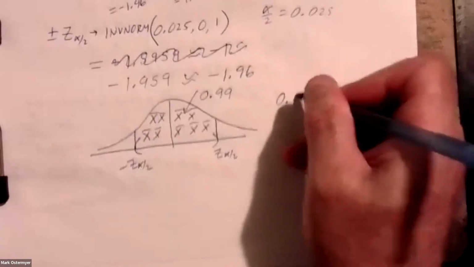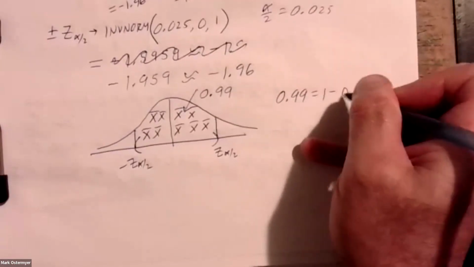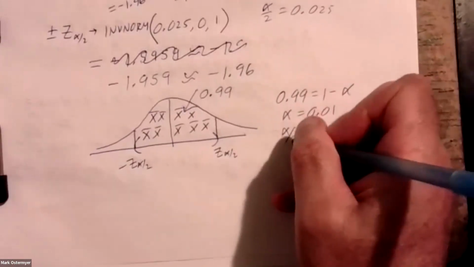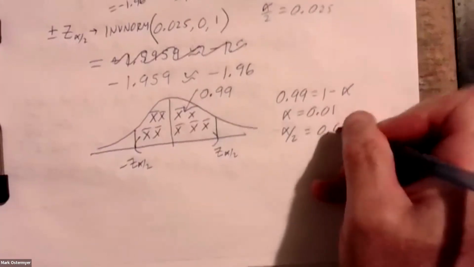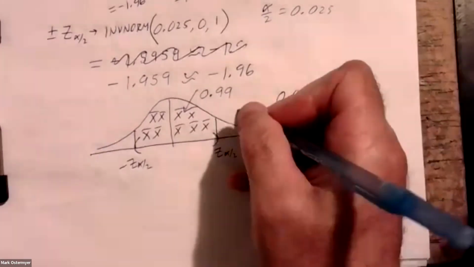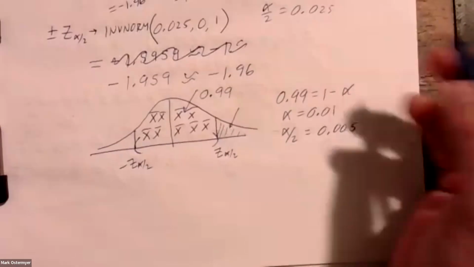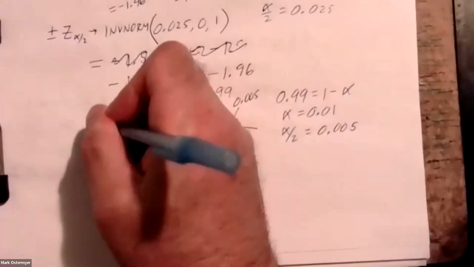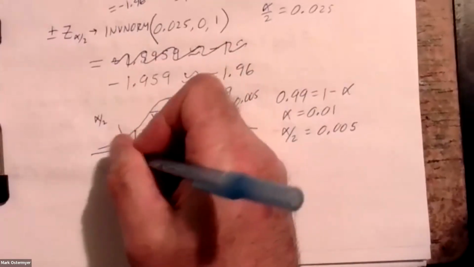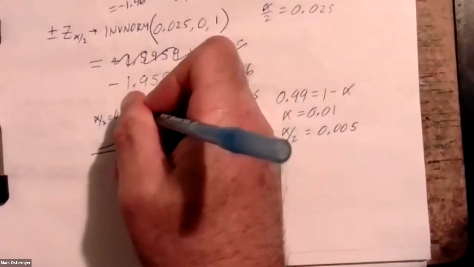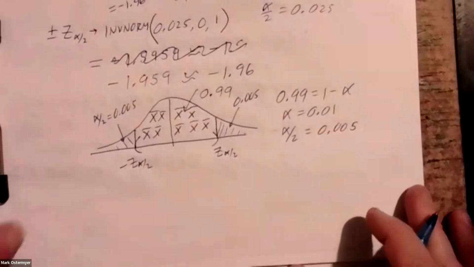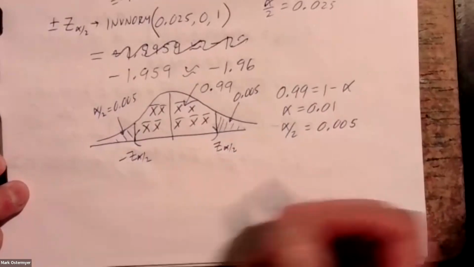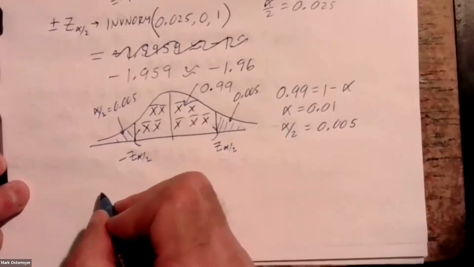Well, 0.99 is equal to 1 minus alpha, which means alpha is equal to 0.01. So alpha divided by 2 is going to be 0.005. That's going to be the area allocated to the upper tail, 0.005. And alpha over 2 would be the area allocated to the lower tail of the standard normal distribution, 0.005. All right, and therefore, we've got to get our critical z-values here.